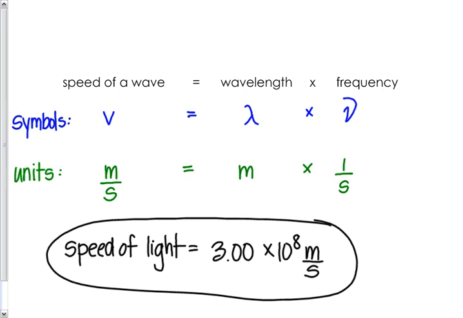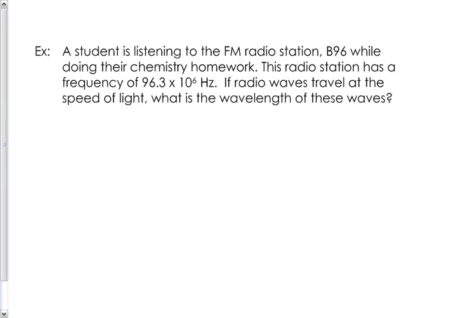Now we're going to do one practice problem, and then hopefully you should be able to figure out the rest by doing this one. Here's the example. A student is listening to the FM radio station B96 while doing their chemistry homework. This radio station has a frequency of 96.3 times 10 to the 6th hertz. If radio waves travel at the speed of light, what is the wavelength of these waves?